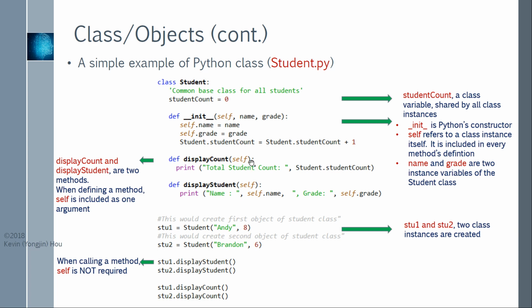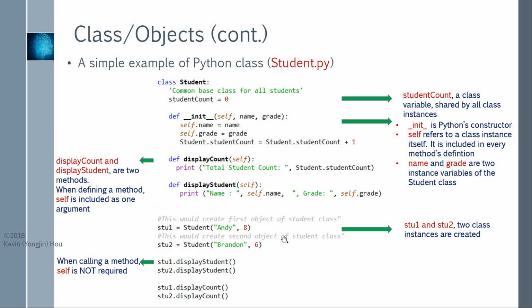You'll notice that for both methods, they have self as an argument in the function's definition. The self again refers to a class instance. It exists in the definition of a function, but when you call the function, you do not need to pass self again. So the whole block from here to here is the definition of a class.